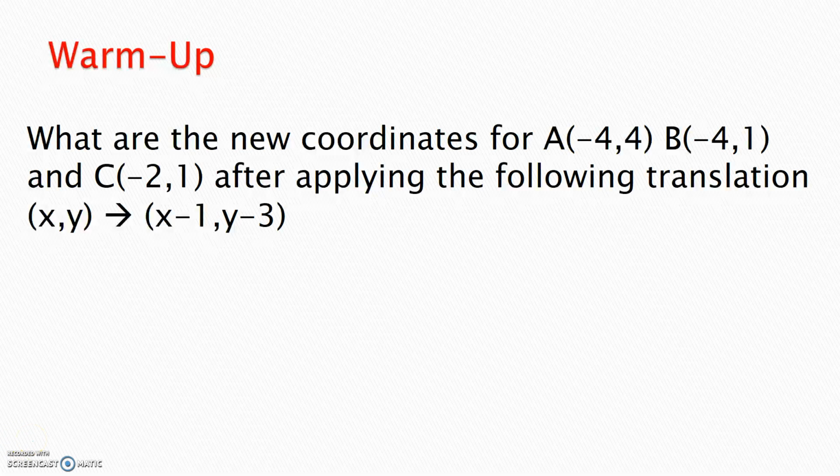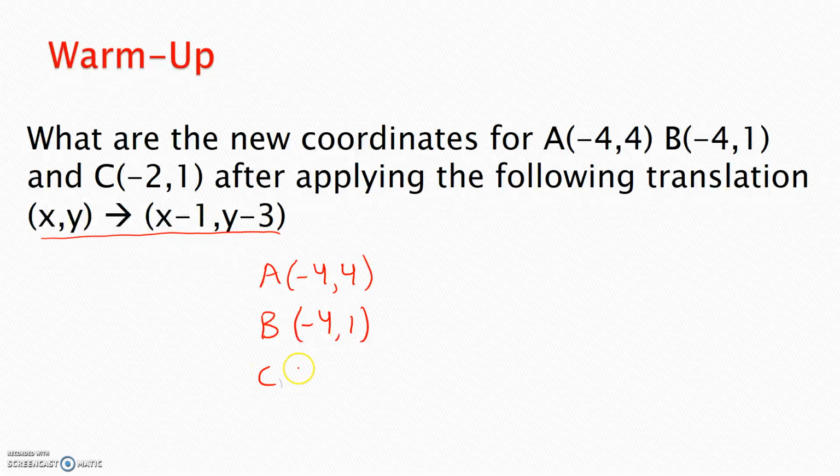Alright guys, so this was the question that was missed pretty heavily on the last quiz, number 3, so we want to make sure that we cover this and do it right. It says, what are the new coordinates for A, B, and C? So we want A prime, B prime, and C prime after applying the following translation. Here's the rule that I have to apply. I'm going to take my A, which is negative 4 comma 4, my B, which is negative 4 comma 1, and my C, which is negative 2 comma 1.